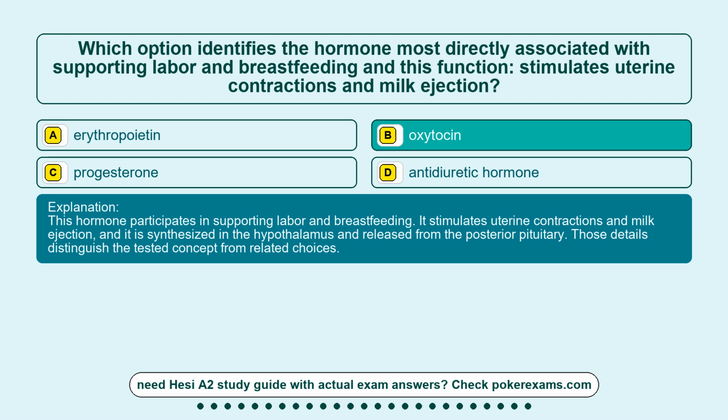This hormone participates in supporting labor and breastfeeding. It stimulates uterine contractions and milk ejection, and it is synthesized in the hypothalamus and released from the posterior pituitary. Those details distinguish the tested concept from related choices.